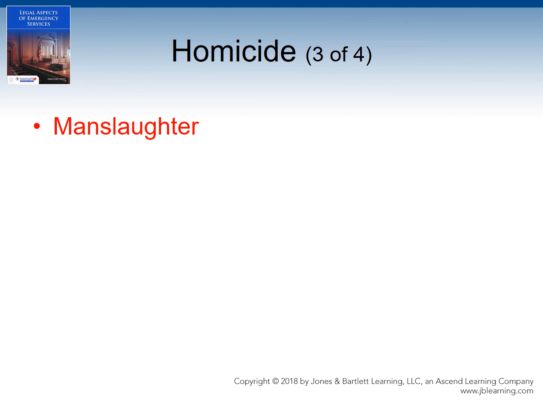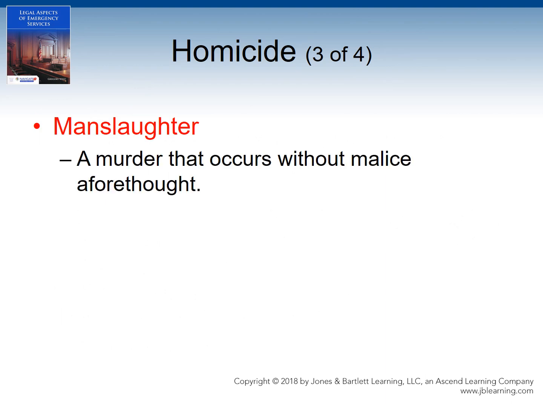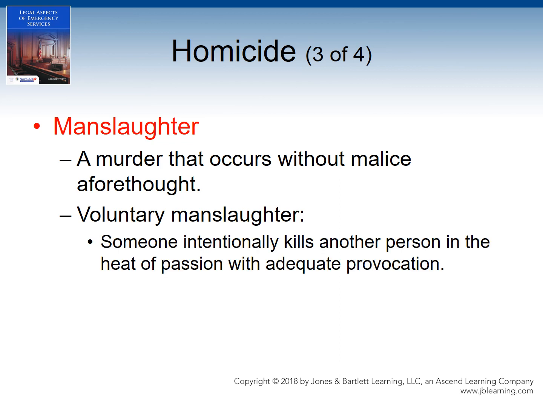Manslaughter is still a homicide, but it occurs without malice aforethought. There are historically 2 types of manslaughter recognized in criminal statutes. The first is voluntary manslaughter, where someone intentionally kills another person in the heat of passion with adequate provocation. This is the proverbial "I just saw red" argument, where a person is in such shock after seeing something disturbing that he or she momentarily loses all reason.